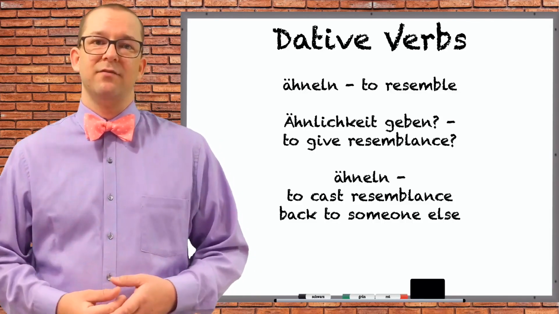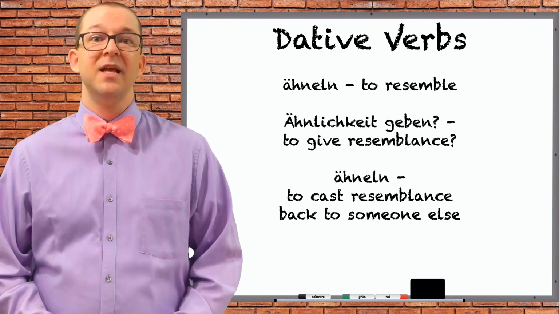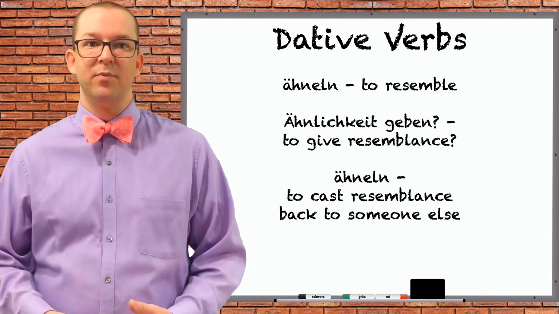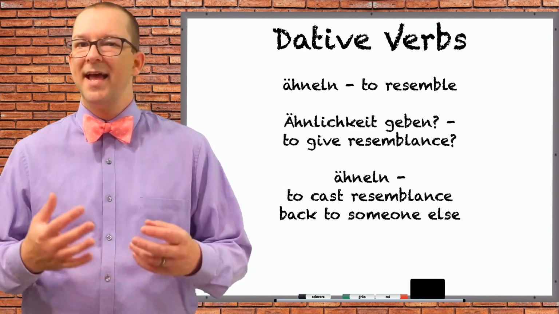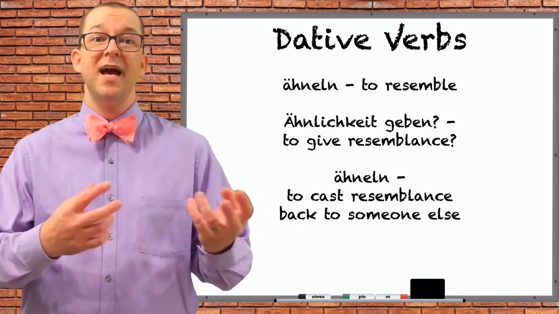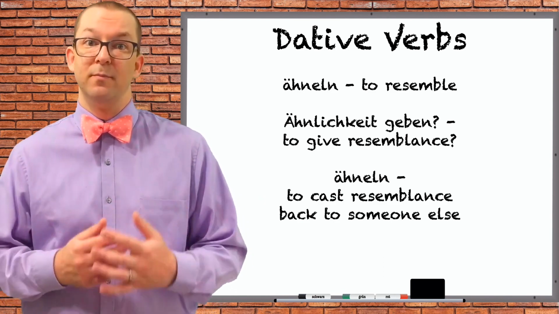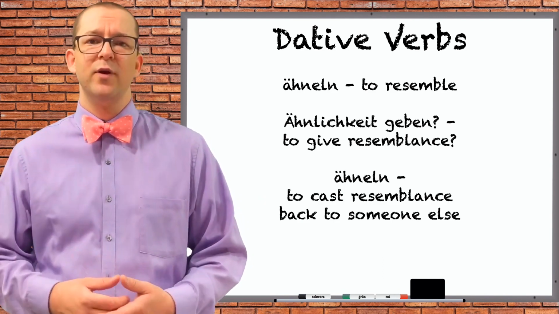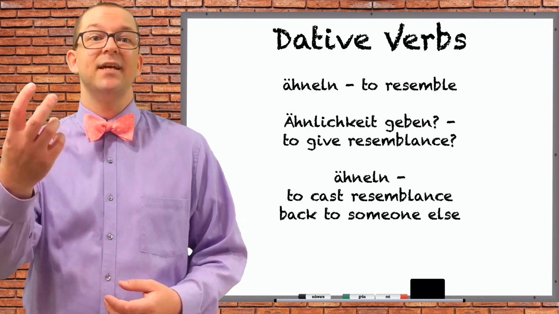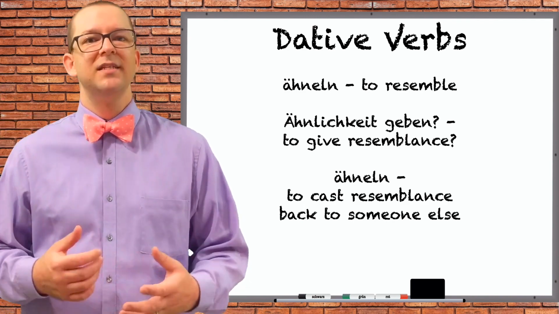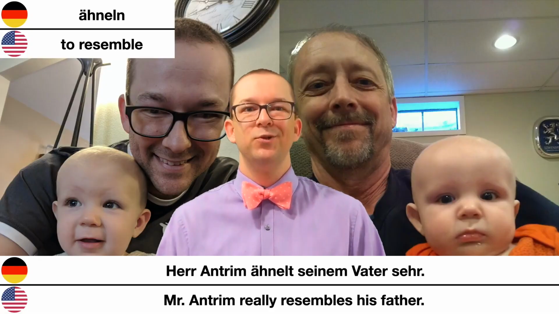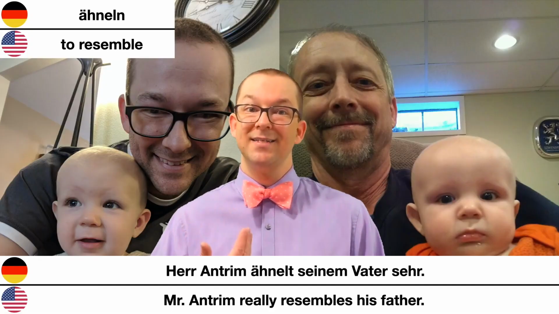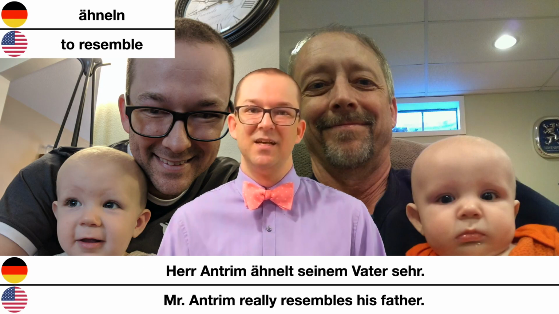While this kind of logic works for quite a few dative verbs, you will have a problem stretching this kind of logic to work with other dative verbs. Ähneln, to resemble, for example, doesn't follow this logic. You can't give someone resemblance, and even if you could, it would be used in the opposite direction of what the German verb means. You might be better off rewording things to say, he casts a resemblance to someone. This logic makes sense for verbs like ähneln. Ähneln, to resemble. Herr Antrim ähnelt seinem Vater sehr. Mr. Antrim really resembles his father.